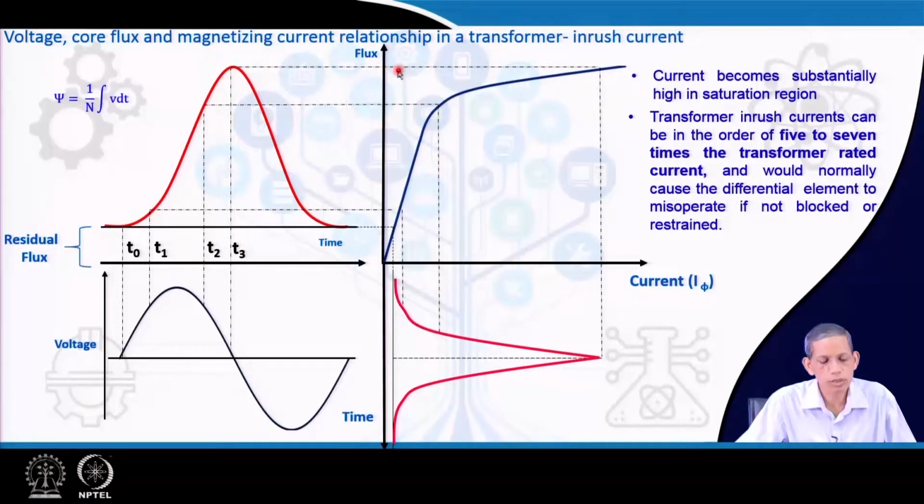So, to increase a small amount of flux in this saturation region, the associated current requirement in the shunt branch, that is the magnetizing current, is substantially high. This graphical plot reveals that the wave shape of the corresponding magnetizing current is different, and also the amount of current in the shunt branch becomes substantially high.